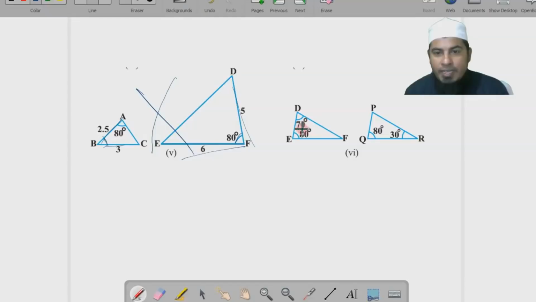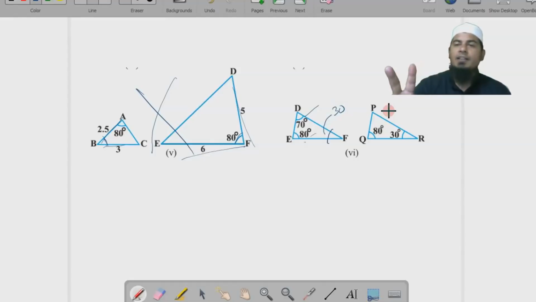If you check here, one angle is 70, one angle is 80. If you cross check here, 80 and 30, if we apply the angle sum property, 80 plus 70 is 150. If I subtract from 180, I'll get this as 30. Yes, if you now check it out, 80 and 30, yes, two angles are equal. It means that these two triangles are similar by AA similarity criterion. Yes. So I hope you understood. Let us take some more questions.